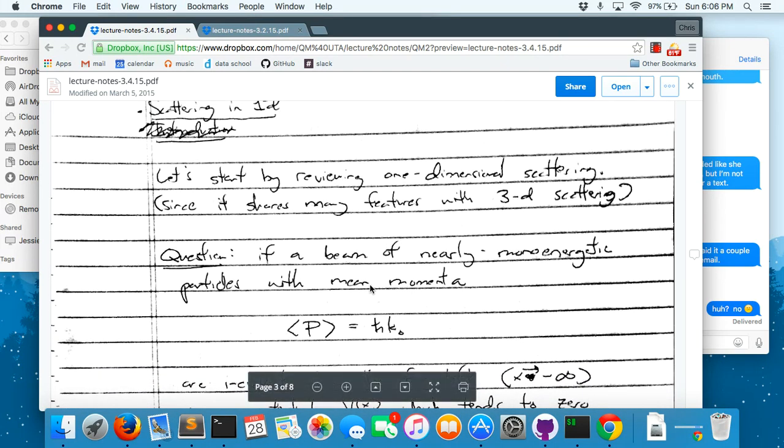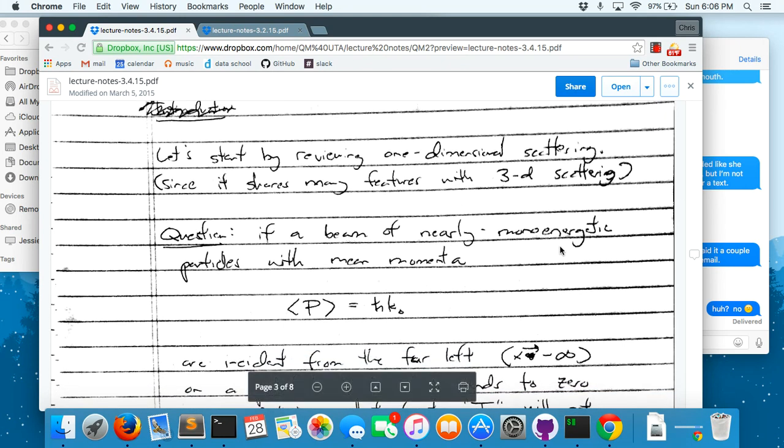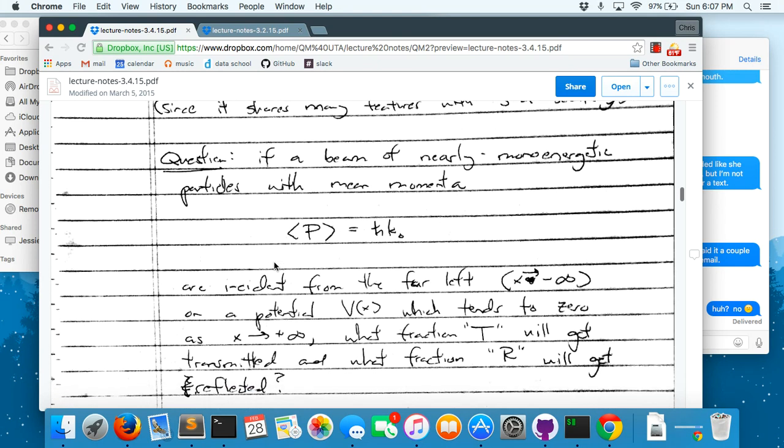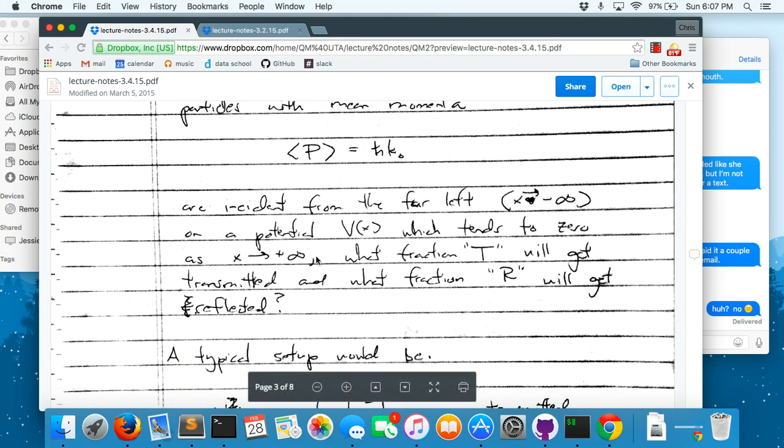The question we're asking in these situations is: if a beam of nearly monoenergetic particles, so remember we're dealing with particles for which we can't define a precise momentum, but we can define an expectation value of the momentum, so there'll be some spread, like a wave packet, are incident from the far left, coming in from basically x equals minus infinity, and they scatter off of some potential. This potential is finite in x. In other words, it has some small spread, and it basically tends to 0 as you go out to x equals infinity.